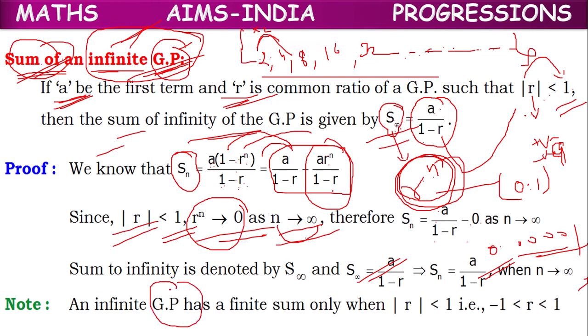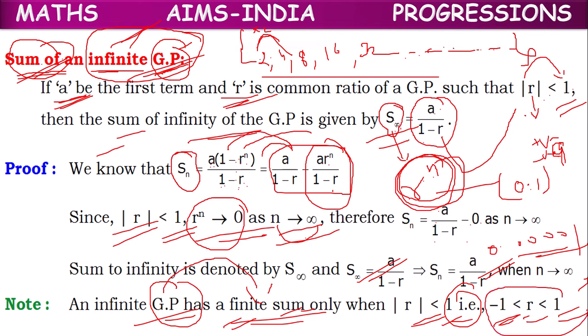So an infinite GP has a finite sum, which means its sum can be counted only when the modulus of r is less than 1, or r lies between -1 and +1. In this case only we can find the sum of infinite terms of the infinite GP.